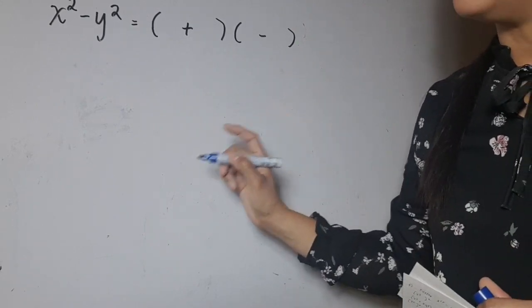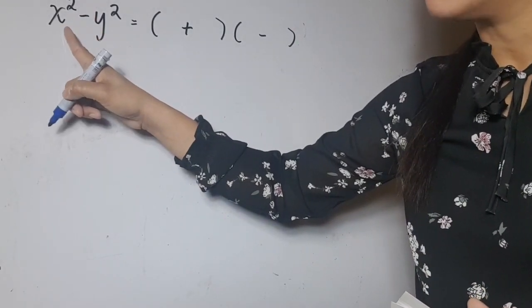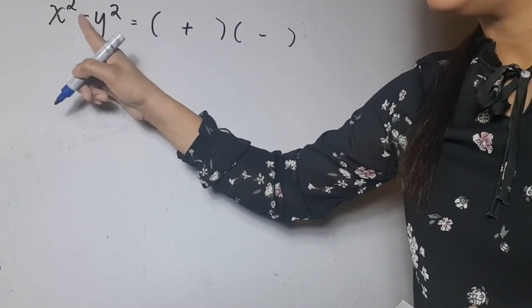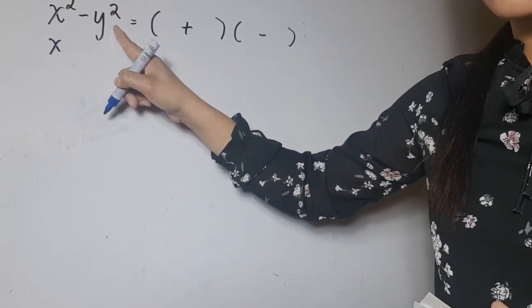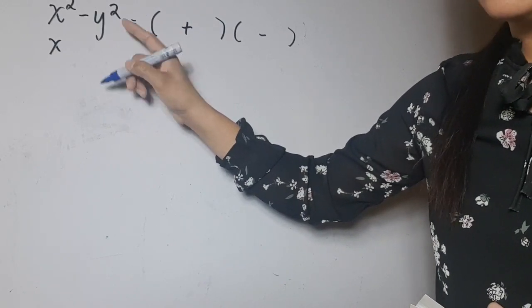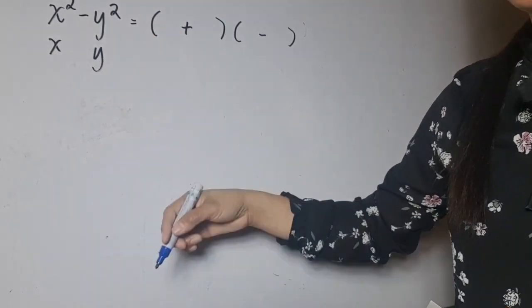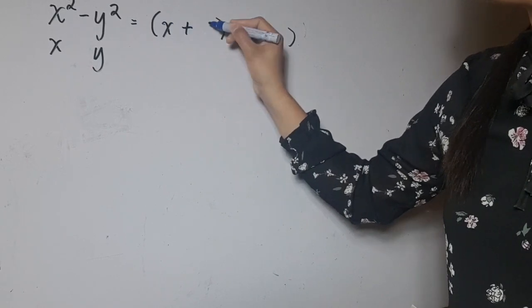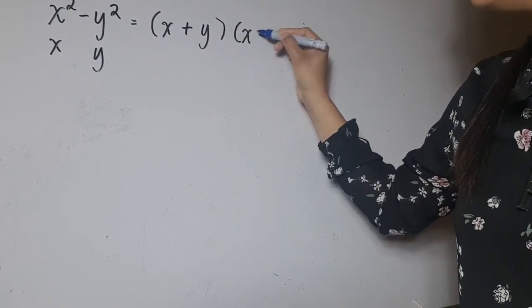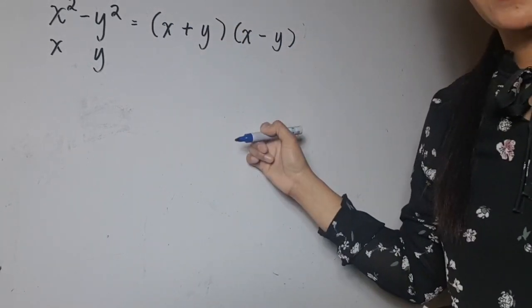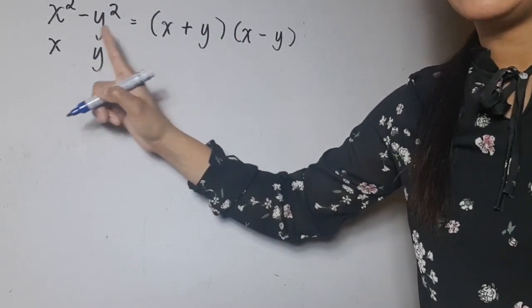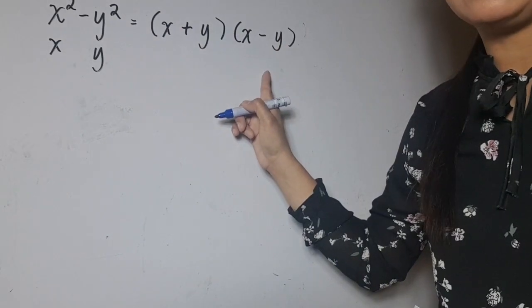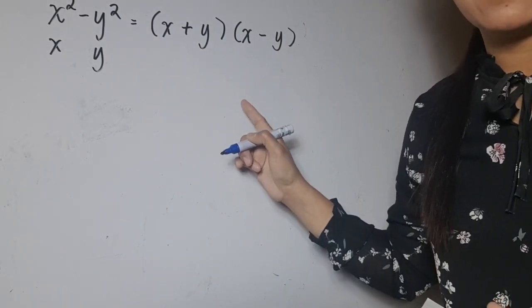Na kung saan kinuha yon, the square root of the first term here, x squared, is x. The square root of the second term here, y squared, is y. So the factors are x plus y, x minus y. So these are the factors of a difference of two squares. The sum and difference of the same two numbers.